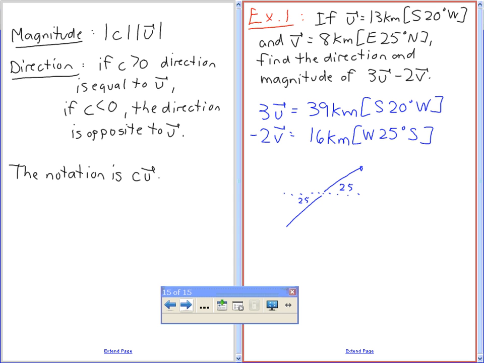Caleb, too much for one day? So then why isn't it negative 16? The negative only affects the direction. What you were saying is negative 16 east 25 degrees north, right? But if you make it positive, which is what we want to do with vectors, it changes the direction. Are we all okay with where the direction came from?